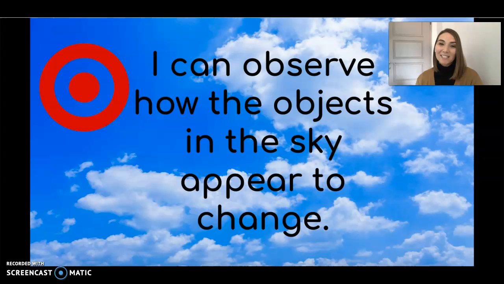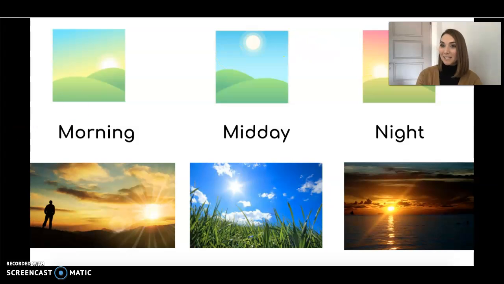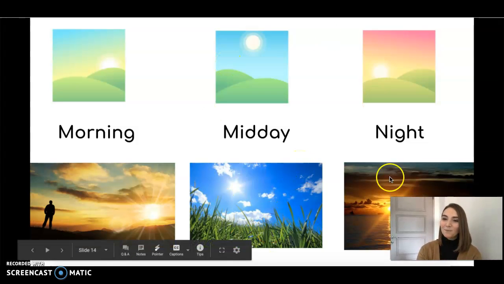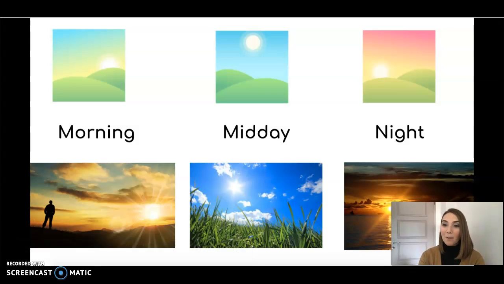Our target skill for today is I can observe how the objects in the sky appear to change. Let's investigate. So here you will see images of the sun in the morning, midday, like lunchtime, and at night. What do you notice about the sun?